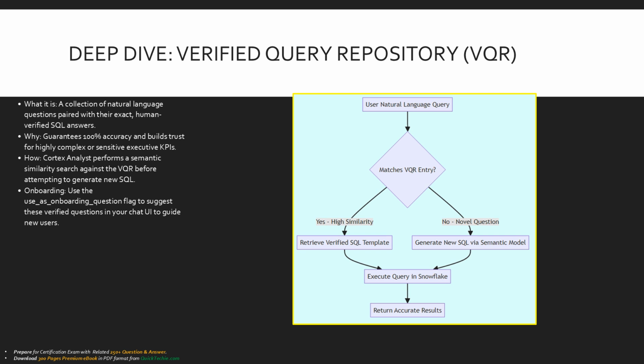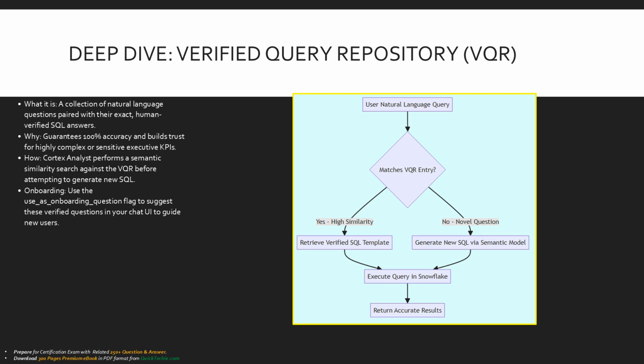This flow diagram demonstrates the intelligent routing mechanism of the verified query repository. When the user's natural language query arrives, the system hits a decision node. Does this match an entry in the VQR? If the semantic similarity is high, we take the yes path, retrieving the rock-solid verified SQL template. If it is a novel, ad hoc question, we take the no path, falling back to the LLM to generate new SQL, using the rules in the semantic model.